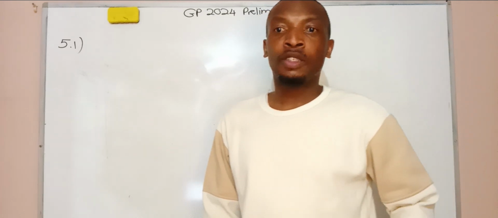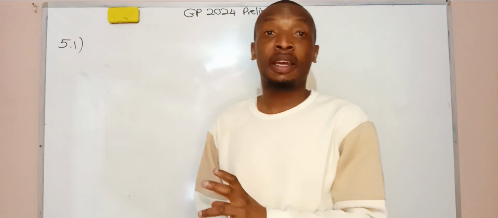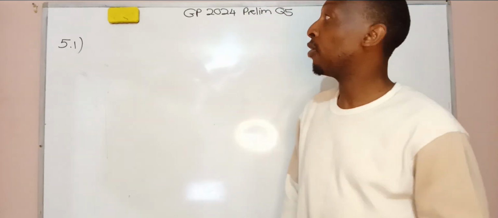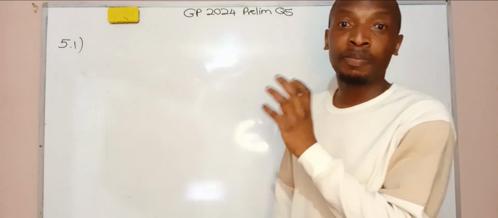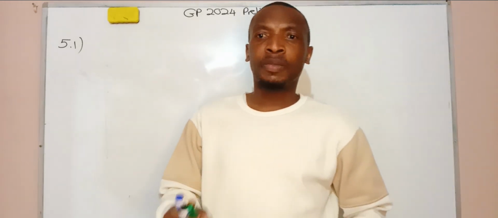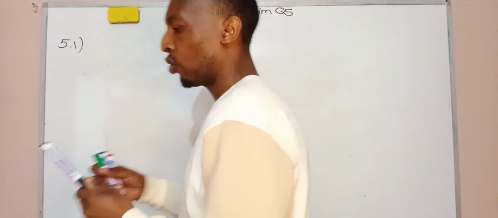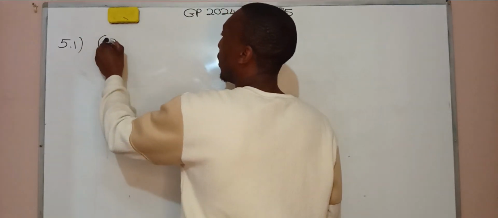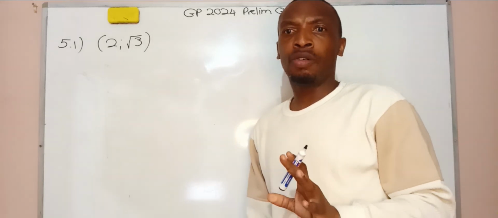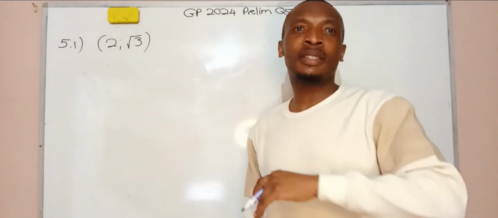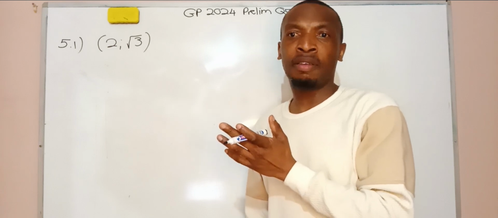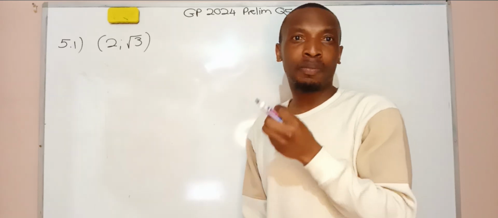So let's continue now with this question paper, last year's Gauteng Prelim paper 2024. We're looking at the functions questions. So let's look at question 5 now. Question 5.1 says P is the point (2; square root of 3). And they say that that point is rotated 90 degrees in an anti-clockwise direction. They want you to give the coordinates of the new point, in other words, the image.